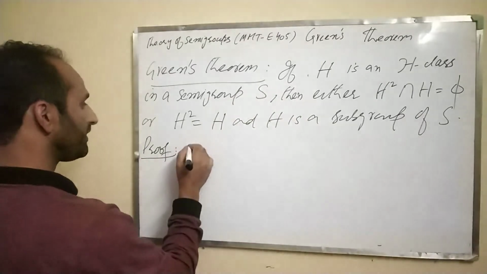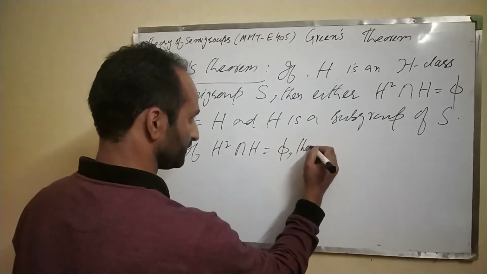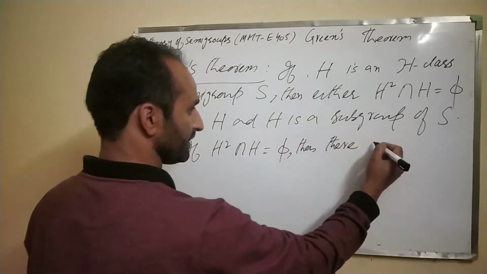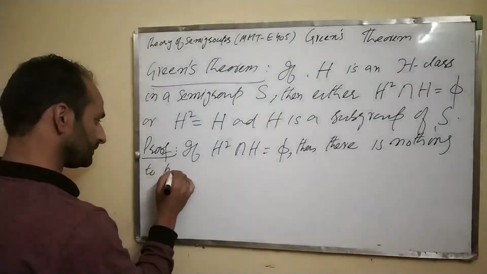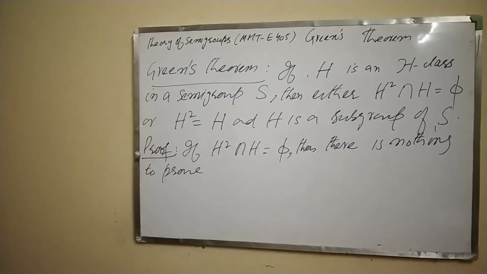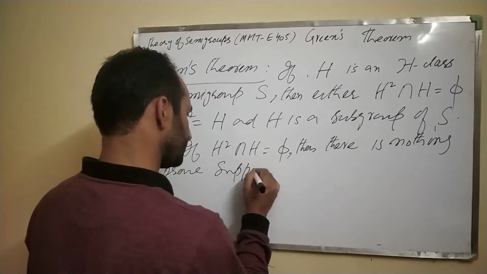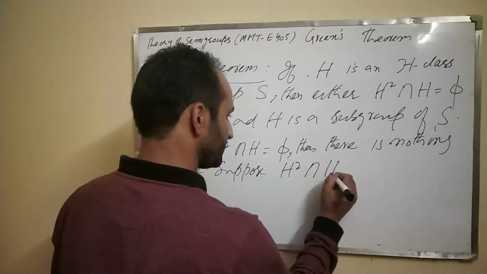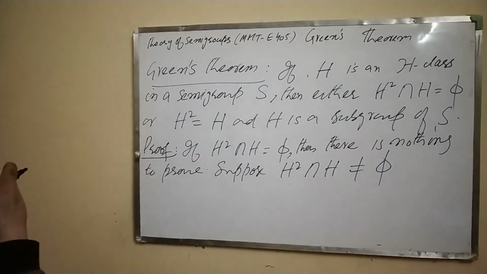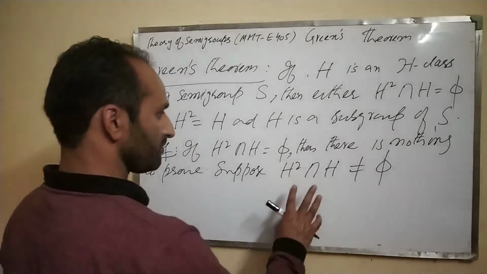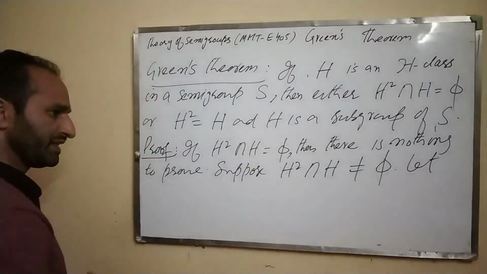So if the intersection is the empty set, then there is nothing to prove. Now suppose the intersection is not equal to phi, it is non-empty. Then I can find A and B such that A into B belongs to H, because this set is non-empty. Let me explain it.